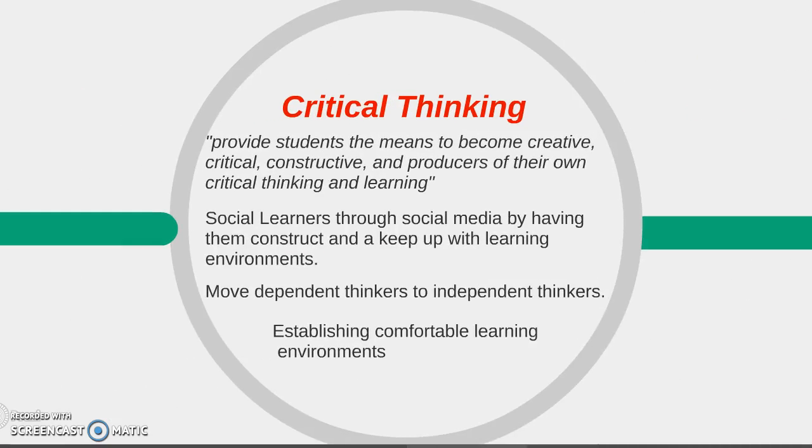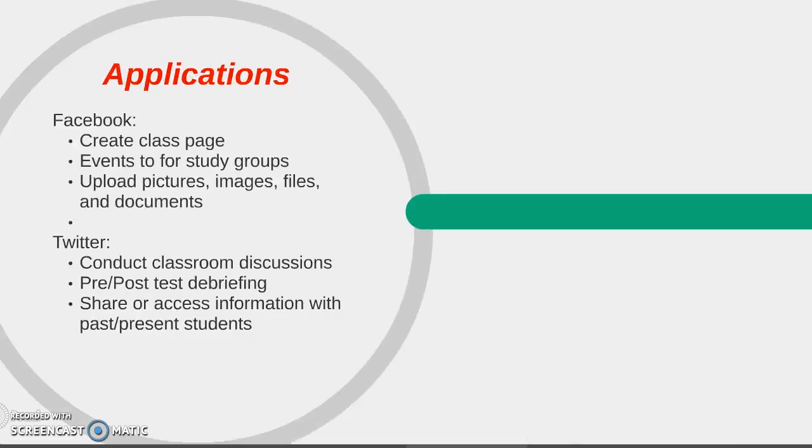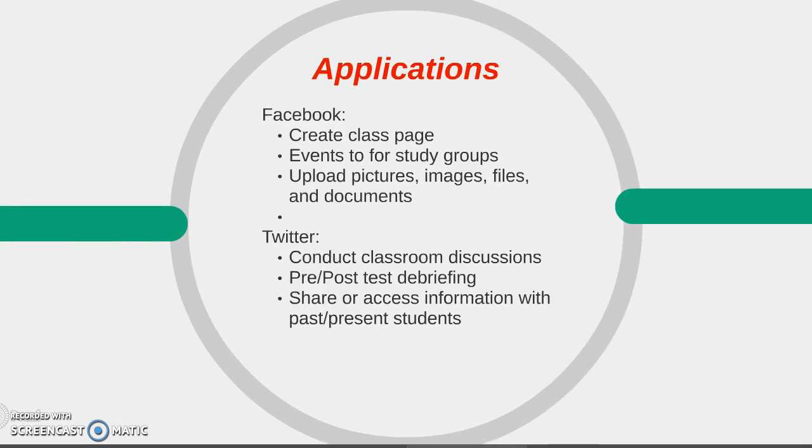With critical thinking, social media allows students to move from being dependent thinkers into independent thinkers, and it creates interactive learning through student engagement and participation, and it instills motivational factors. The applications that I've seen that are more popular are Facebook and Twitter, and both of those have been used to create pages, to host discussions, and to share information with not just students, but instructors and anybody who would be interested in that type of information.